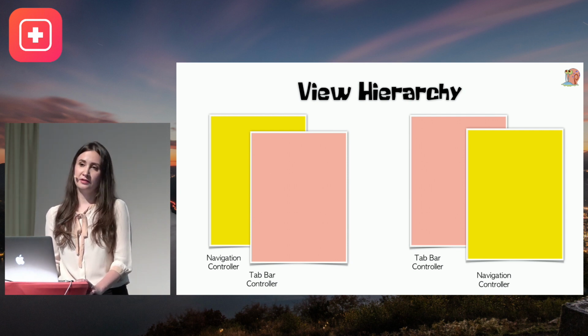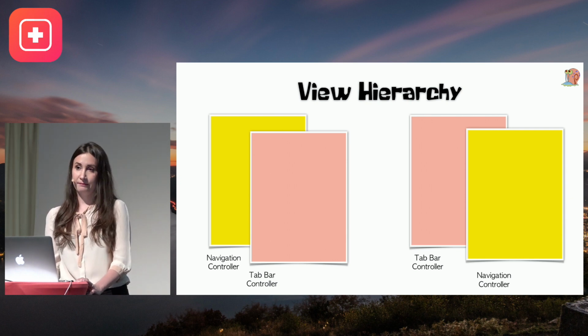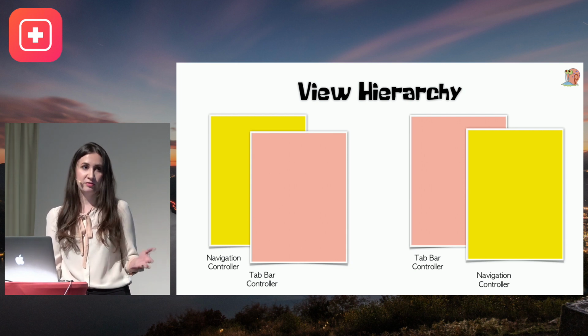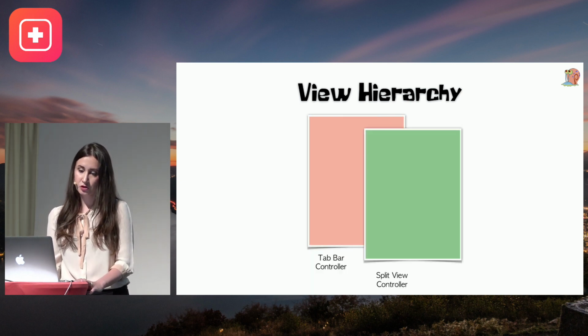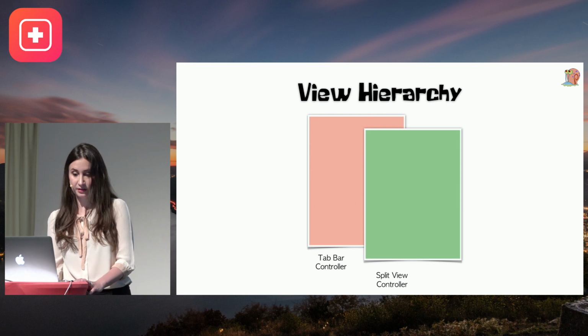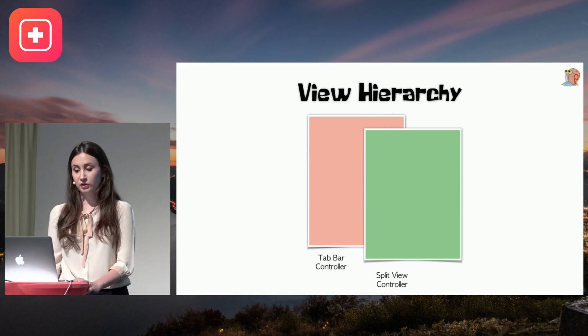So the view hierarchy that this app currently has is the one on the left, where we have the navigation controller in which the tab bar controller lives. But split view controller cannot be embedded in a navigation controller. If it's embedded in a navigation controller, the nice navigation behavior that I just described is broken, and you can't use it anymore. So we need to change our view hierarchy to look like this. So now the tab bar controller is our root, and it houses the split view controller.